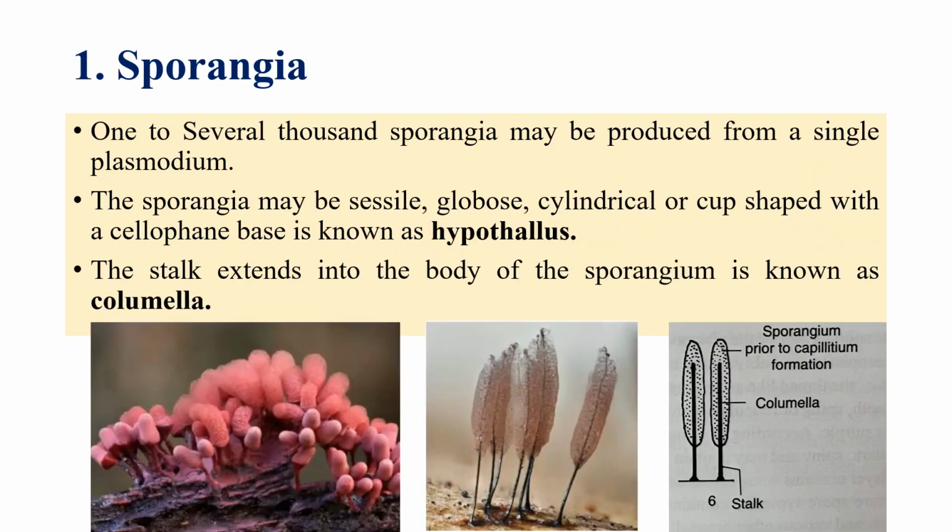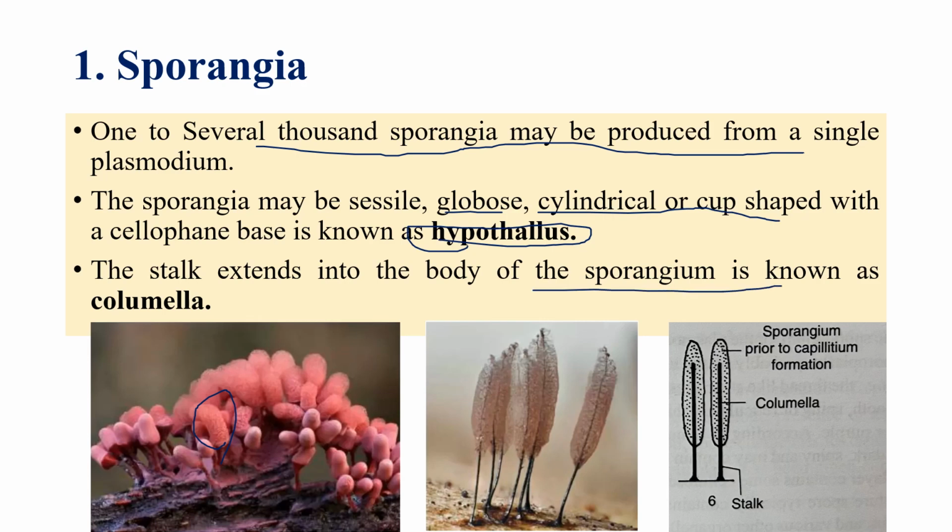So the first one is sporangia. Like in other fungi, sporangia can be seen, right? Here one to several thousand sporangia may be produced in a single plasmodium. So this is a sporangium. The sporangia are generally globose, cylindrical or cup-shaped, on a hypothallus. There is a small stalk in the center. That stalk later extends into the sporangium, along with the sporangium, and that is known as columella.